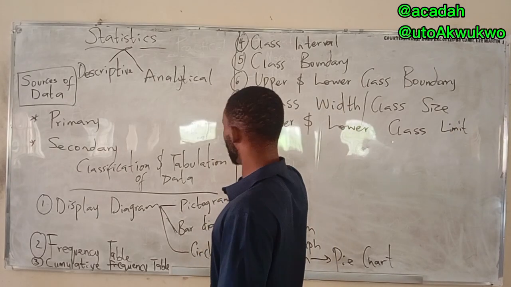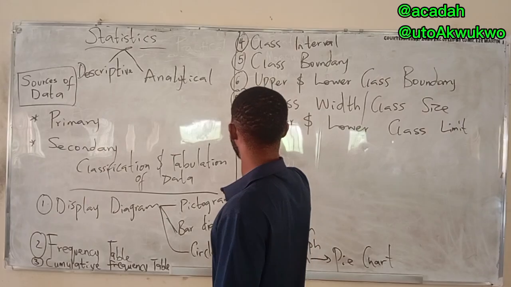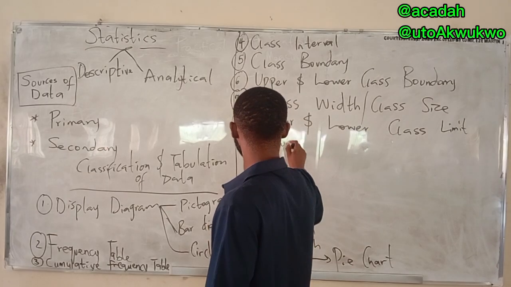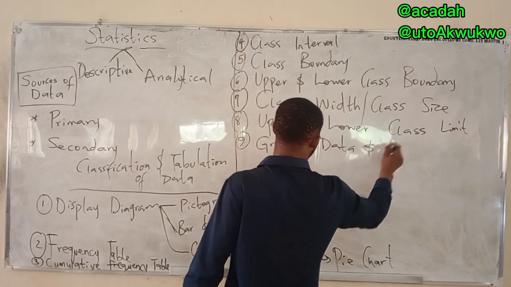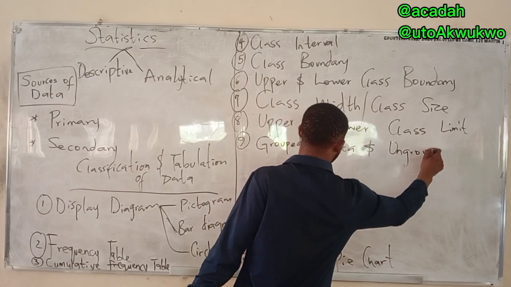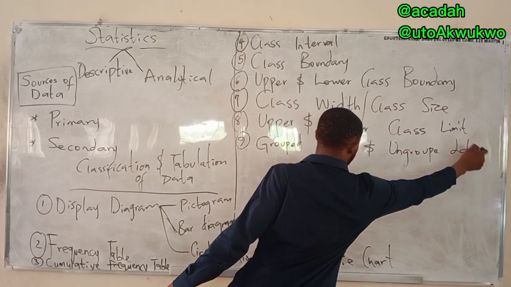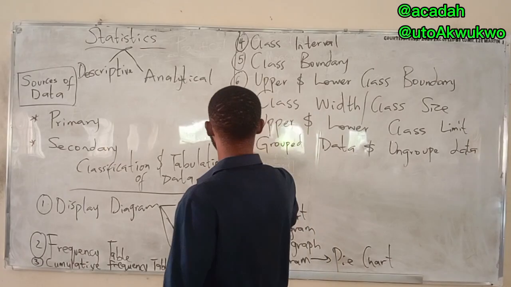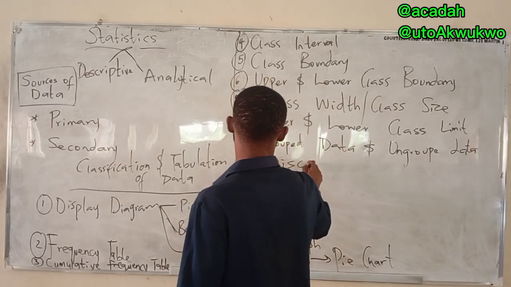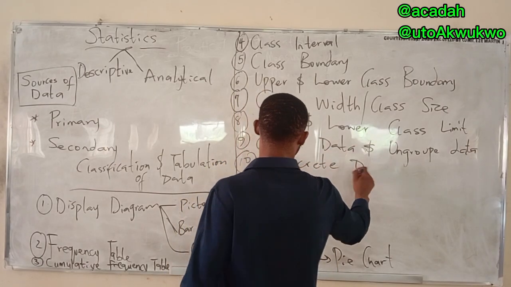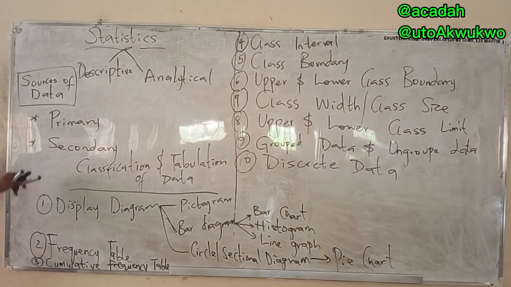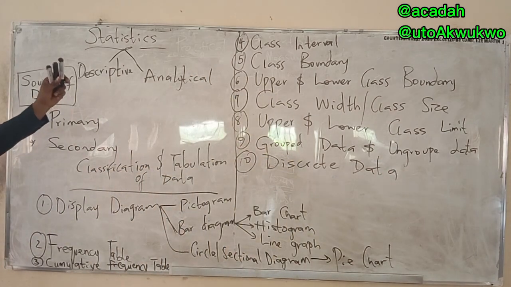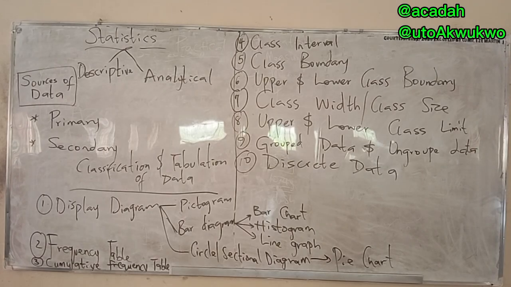Number 9, in order for classification and tabulation, we have what we call grouped data and ungrouped data. We have what we call the discrete data. Alright, so I just want to lay this out now so I can explain each one of these. Then we take examples under it before we move to measures of prediction.